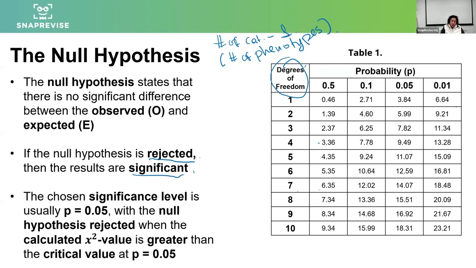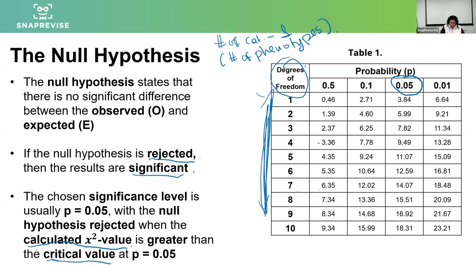So I will have my number of phenotypes, and that's how I'm going to know which row to look at. How will I know which column to look at? We usually use the 0.05 significance level, which means there is a 95% chance that the null hypothesis can be rejected. So if the calculated chi-squared value is greater than the critical value at 0.05, what's the critical value?